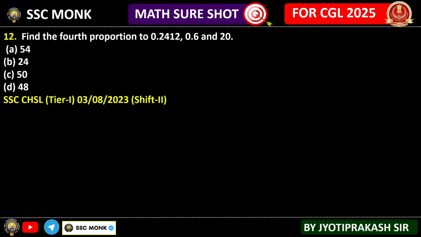Next. Find the fourth proportional to 0.2412, 0.6 and 20. See, fourth proportional means if A, B, C, D are there, fourth proportional will be A by B is equal to C by D. Or you can write D, this is the fourth proportional, is equal to B into C by A. Why did I do this? So that even if you forget the formula, you understand it.